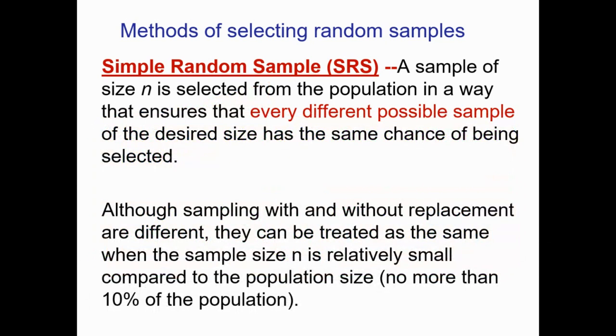But that's random sampling. So all those sampling with and without replacement are different. They can be treated as the same when the sample size is relatively small compared to the population. Meaning you can't have more than 10% of the population. So that's simple random sampling, which you'll often see abbreviated SRS.